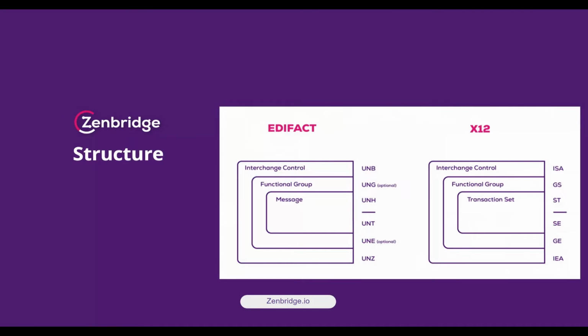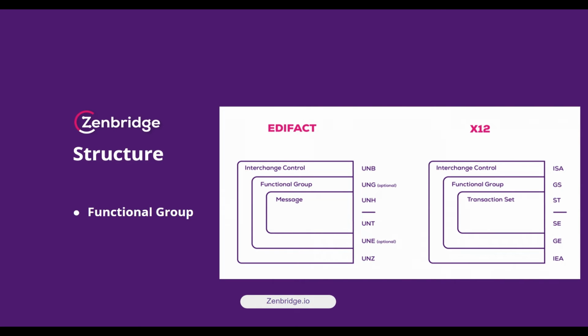Let's take a look at the structure of both standards. As you can see, the structure looks pretty similar but uses different terms to identify the segments. The segment interchange control, which envelopes all other segments, is identified as UNB and UNZ in EDIFACT and ISA and IEA in X12.